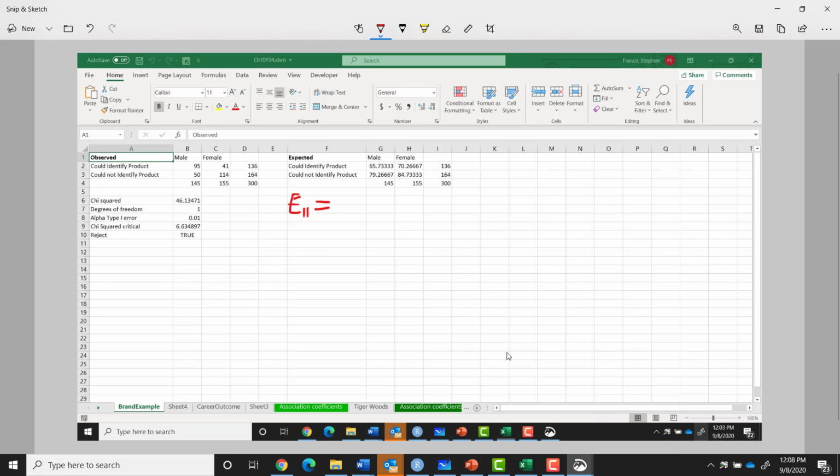This is going to be the row total for row 1 and the column total for column 1, divided by my n. This is going to be 136 times 145 divided by 300, and it's going to be 65.733, which is this value here. I've got the Excel spreadsheet that basically calculates everything.